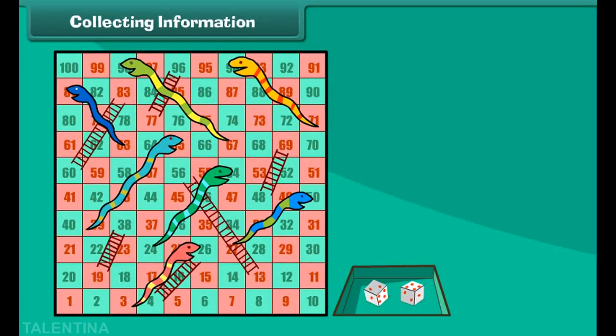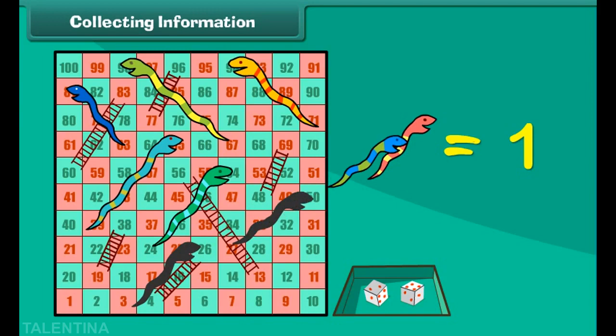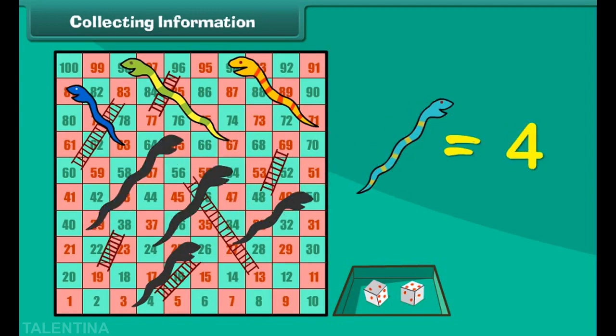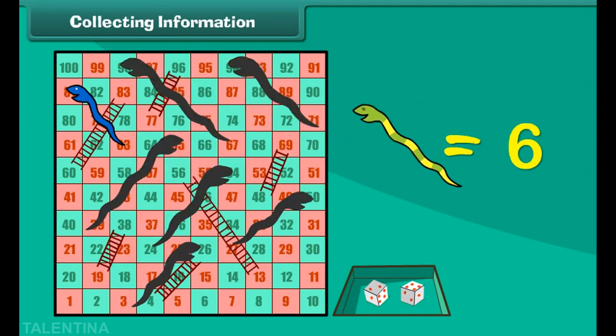Have you played this game before? Yes, it's the snake and ladder game. We will count the number of snakes and ladders seen on this board. Count with me. First, let us count and write the total number of snakes. 1, 2, 3, 4, 5, 6 and 7. There are 7 snakes.